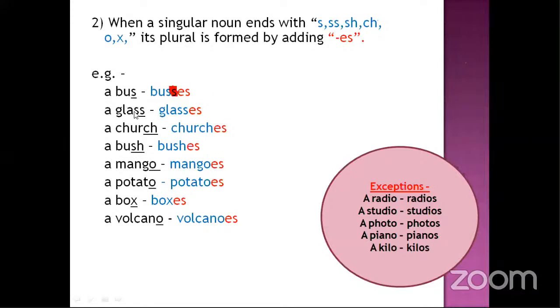Second word, a glass. You can see the last two letters are double S. So if a noun ends in double S, we have to add ES to the end of the singular noun. Okay, next one, a church. Last two letters are CH, churches. A bush, bushes. A mango, mangoes. A potato, potatoes. A box, boxes. A volcano, volcanoes.